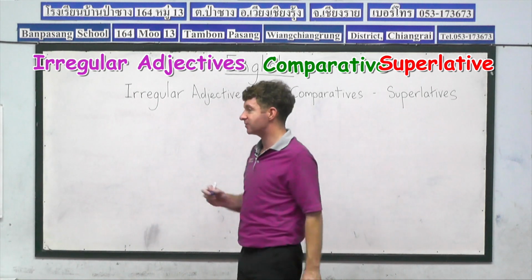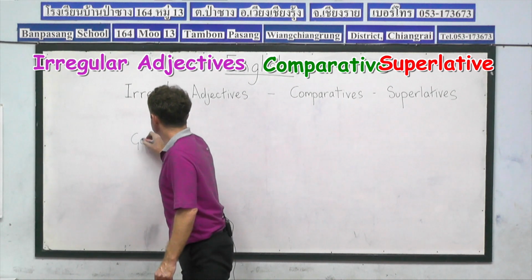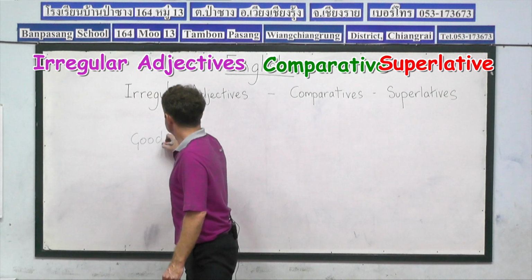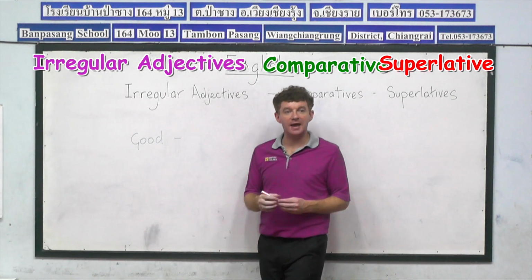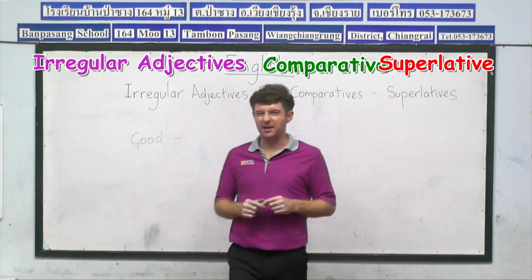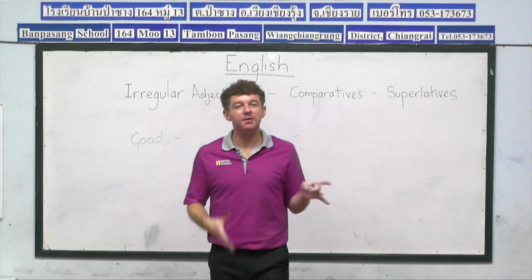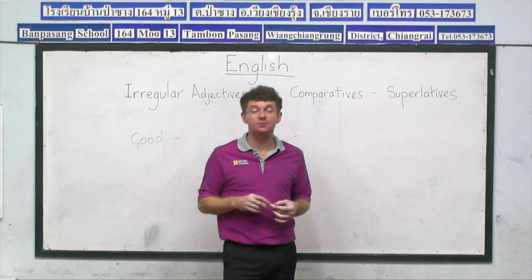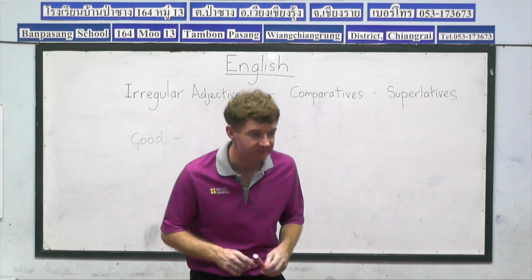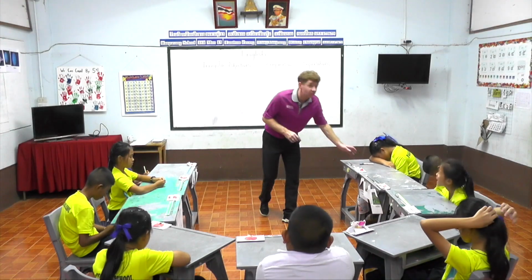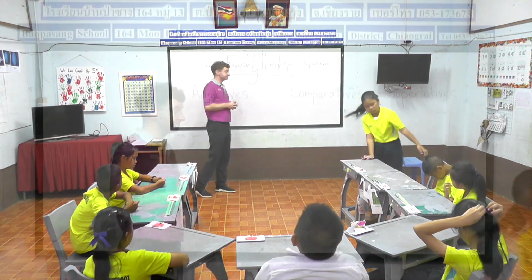So first adjective. What adjective do we have on the board now, guys? Good. Okay, but remember, we can't say gooder or goodest. Because it's irregular, we have to change the word forms. So one of my students will now demonstrate how we do that. And I'll give the pen to Lakau. Lakau, you can come and join me at the front.